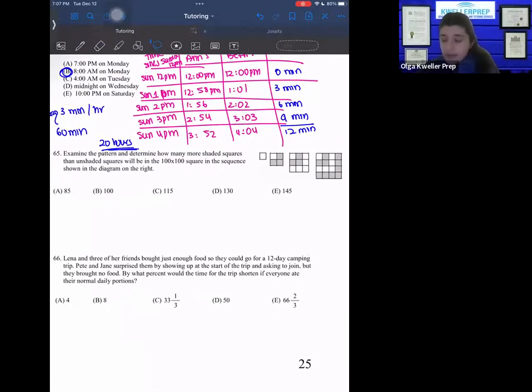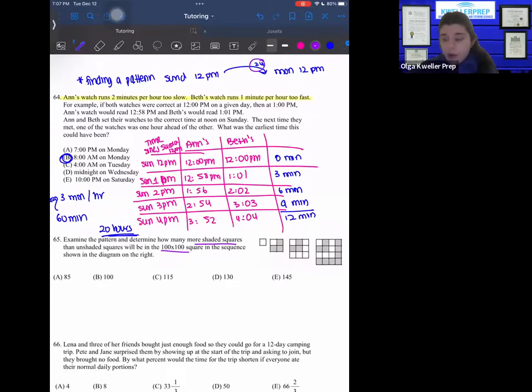Okay, good. So the next one is telling us to look at the pattern and determine how many more shaded squares than unshaded squares will be in the 100 by 100. So again, we're not going to be drawing 100 by 100, right? This is a tricky problem. Whenever you deal with something tricky, you have to recognize that there's going to be a pattern, right? There's many squares. So let's start with trying to find a pattern.